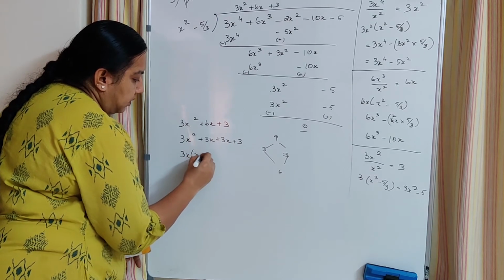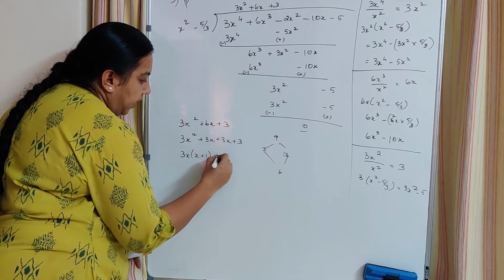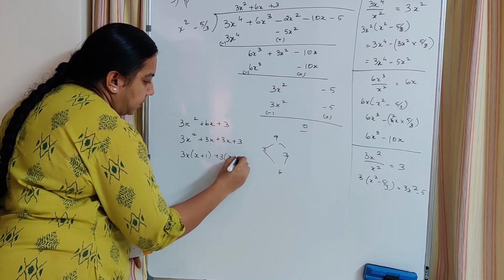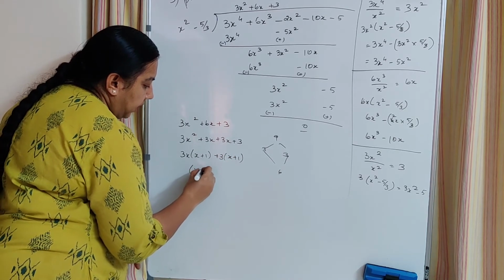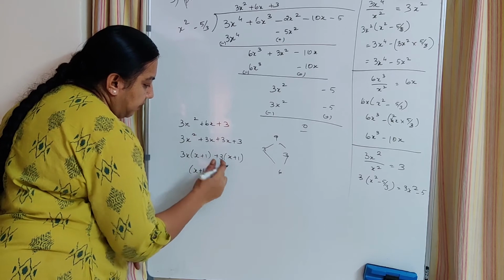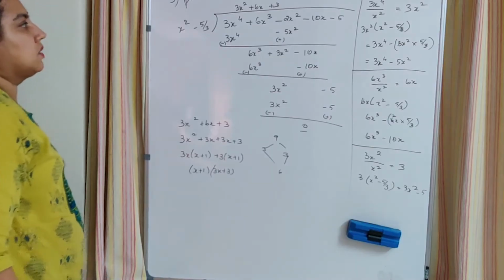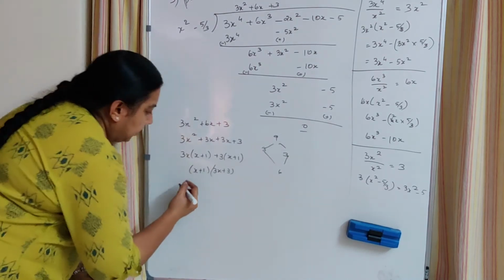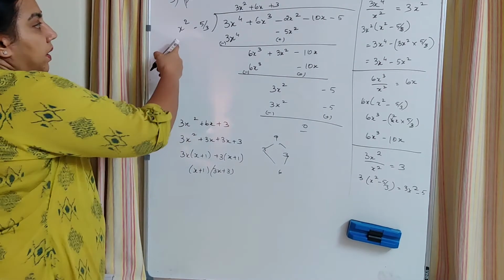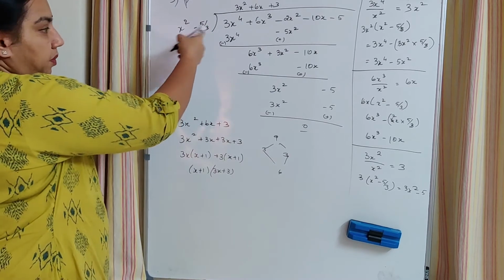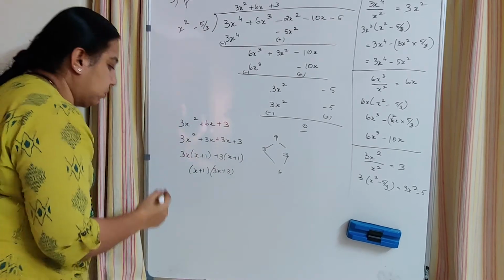3x is a common term, and x plus 1, and here also I get 3 outside, so x plus 1. So x plus 1, 3x plus 3. So the zeros of the polynomial are these two zeros, and we have got these when we multiplied and made it 1. We will make it 2 again.